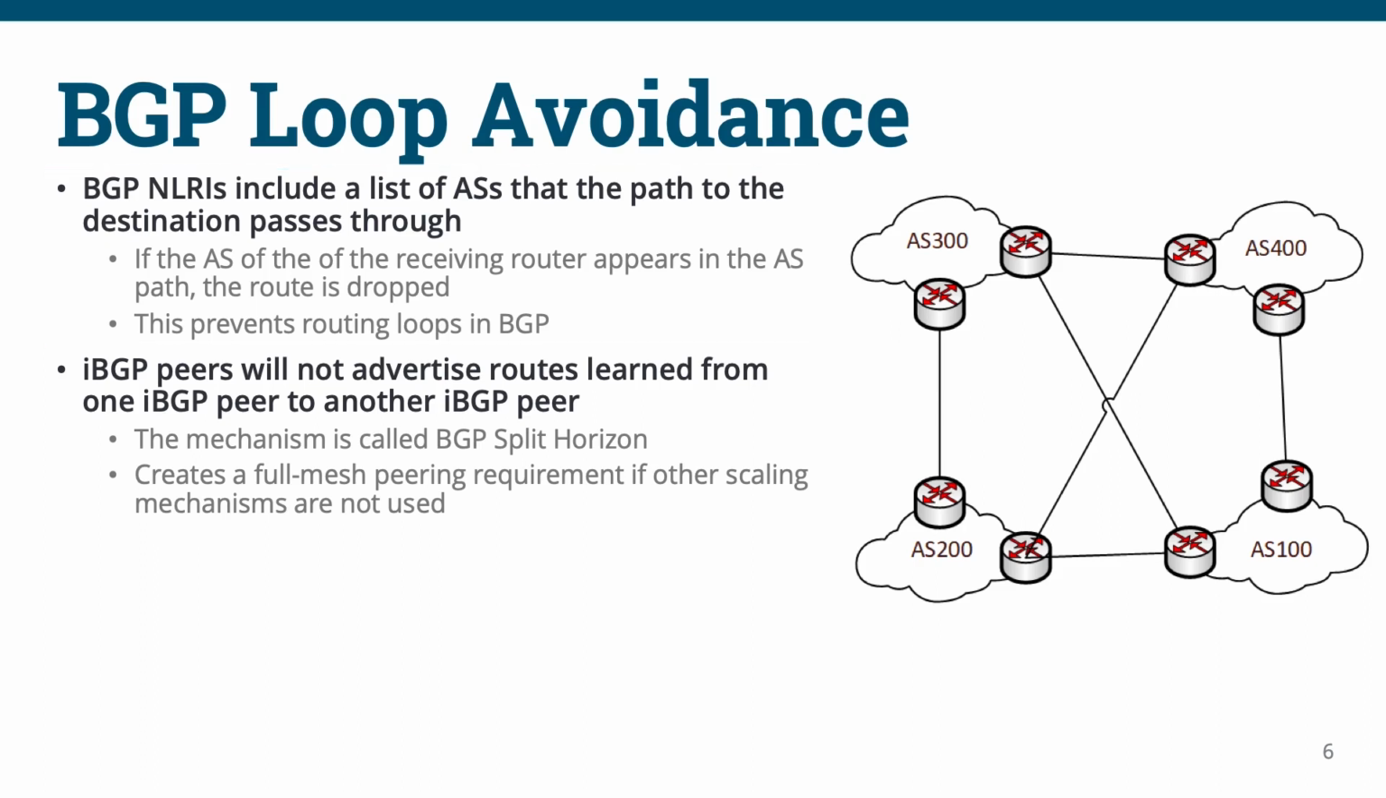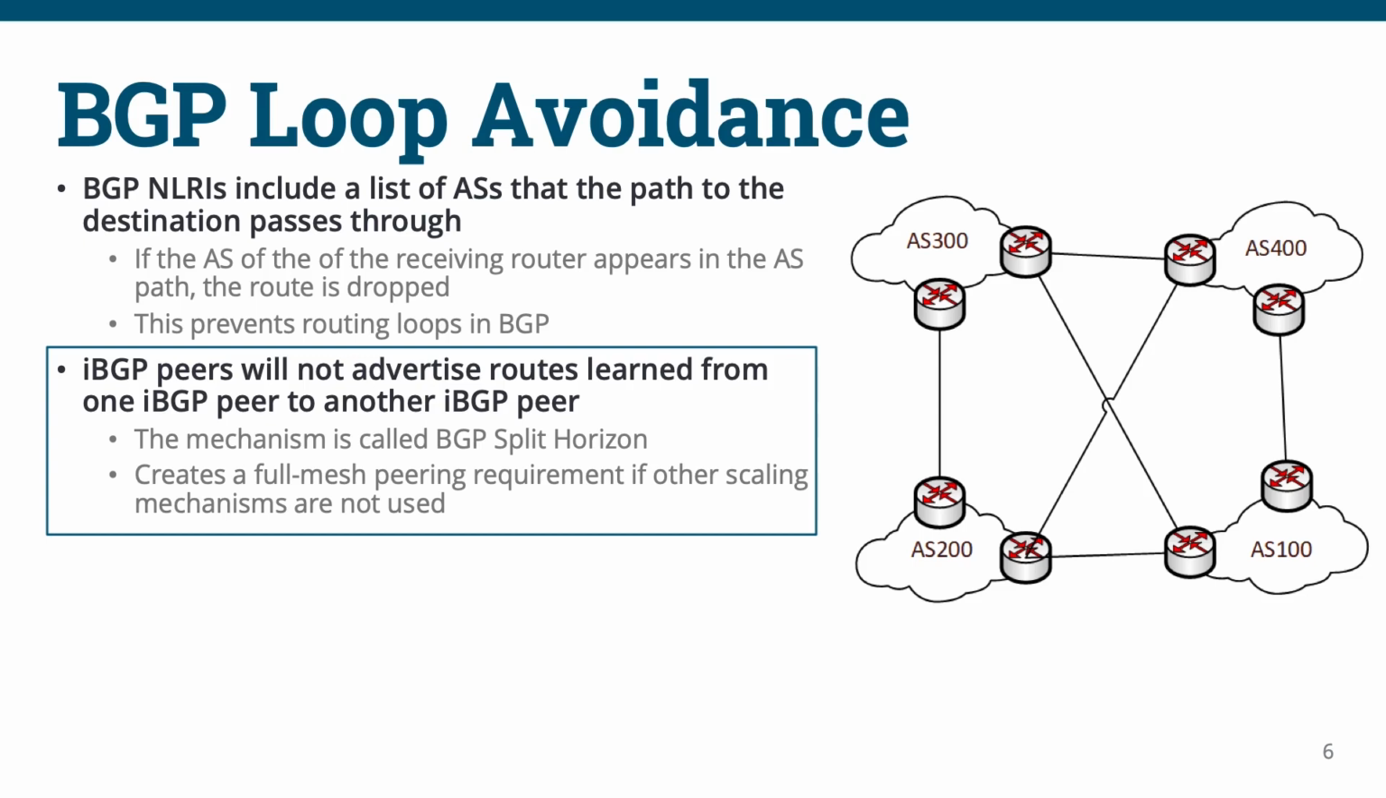As for iBGP, since these peerings are within a single autonomous system, using the AS path as a routing loop indicator doesn't make sense. For iBGP to prevent routing loops, it will not advertise a route learned from an iBGP peer to another iBGP peer. This means that routing information will only propagate a single hop, essentially only to the device's immediate peer.